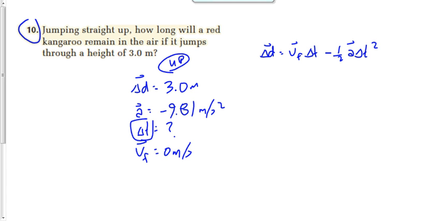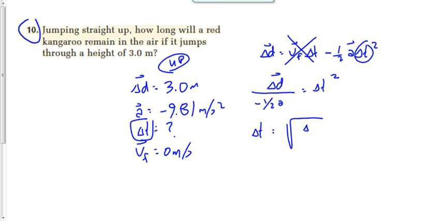All right, we're solving for T here. Good news is VF is equal to 0. So we're going to take the 1/2 A over by dividing, not because there's a subtraction there, but because it's multiplied by T squared. So it becomes D over negative 1/2 A equals T squared. And then we're going to square root both sides. So T becomes equal to the square root of delta D over negative 1/2 A. So D is 3 meters over negative 1/2 times the acceleration of negative 9.81.